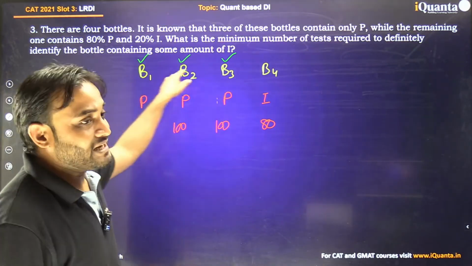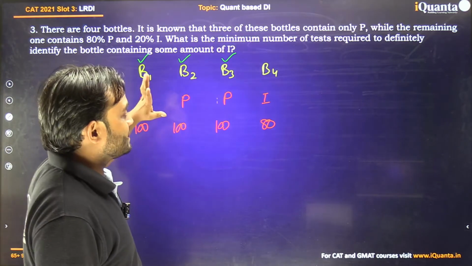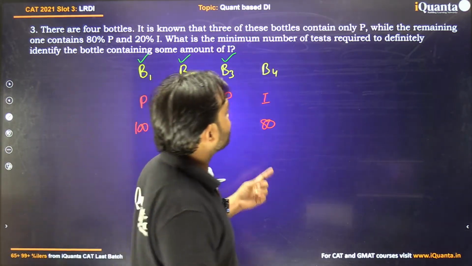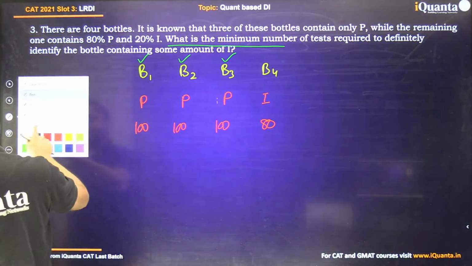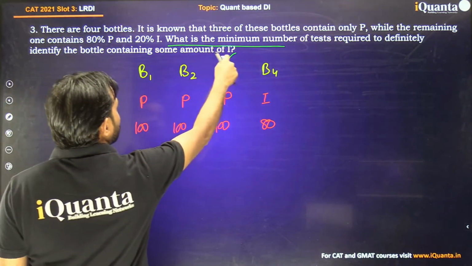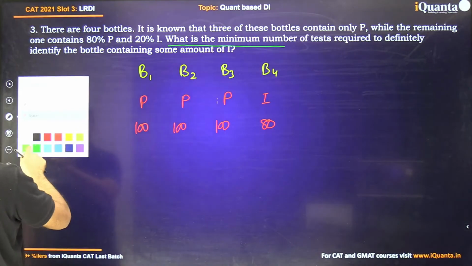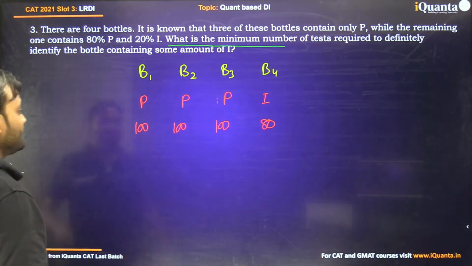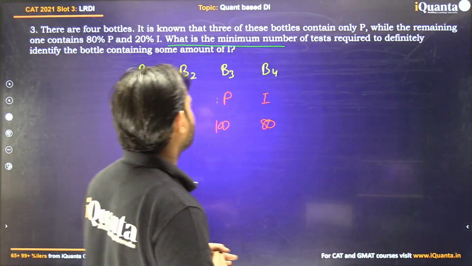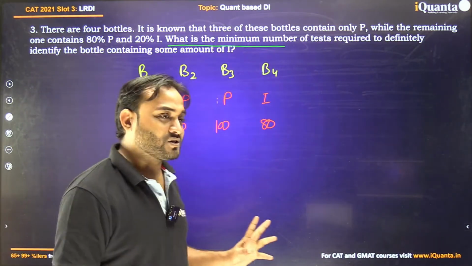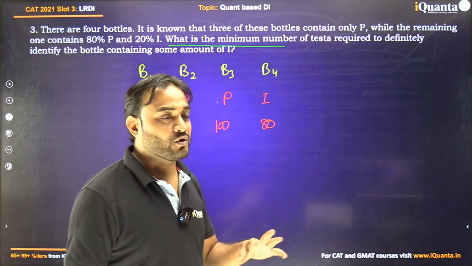So 3 tests need to be done, but it says minimum, right? It says what is the minimum. So let's try to understand if we can find this out in fewer than 3 tests. Okay, so we can take a combination of 2 bottles, right? There are 2 different kinds of bottles, either pure, or pure and impure.